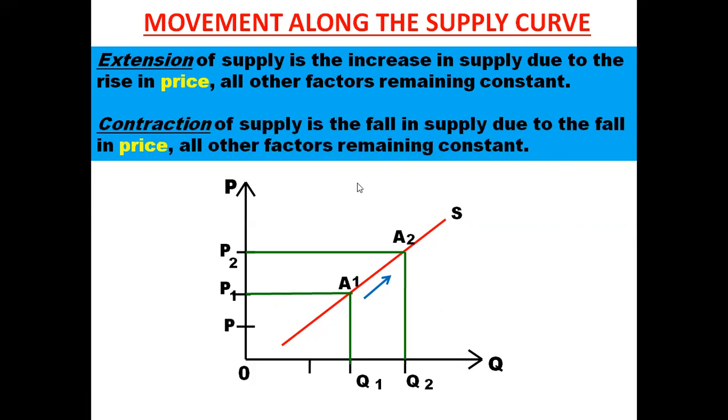Now contraction of supply is the fall in supply due to the fall in price, all other factors remaining constant. That is, when the price falls from P1 to P3, the quantity supplied falls from Q1 to Q3 units. We get a point A3 on the same supply curve. There's a downward movement on the same supply curve. So this is contraction of supply and this is extension of supply.